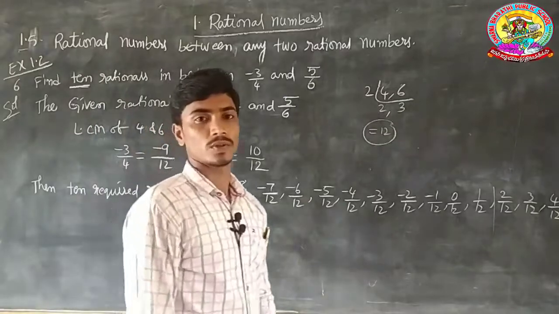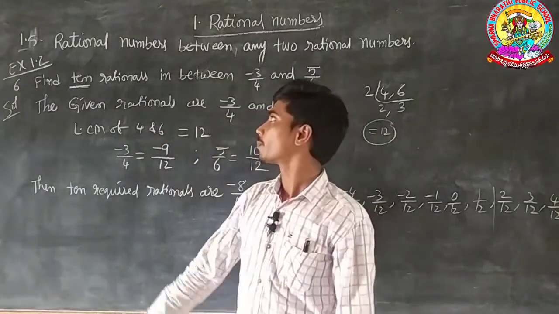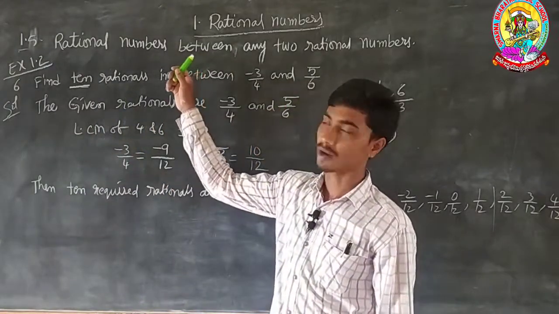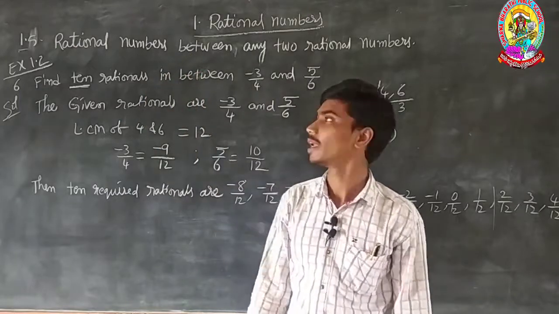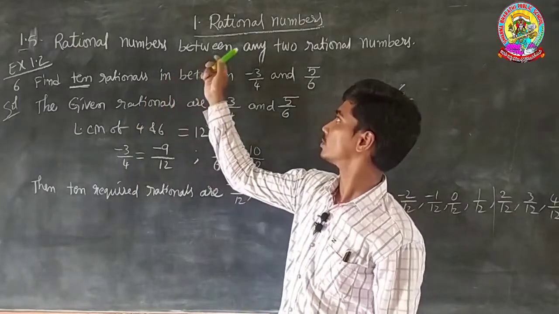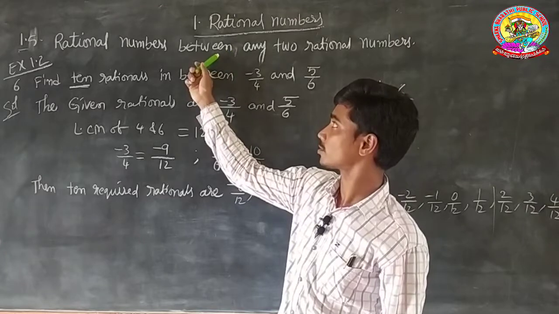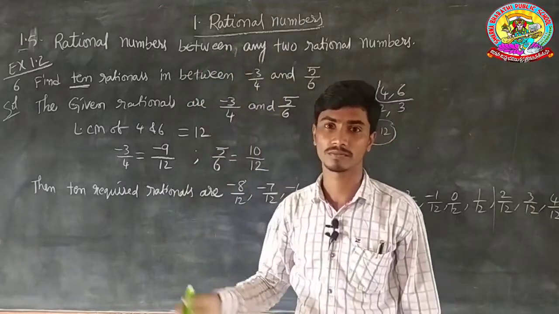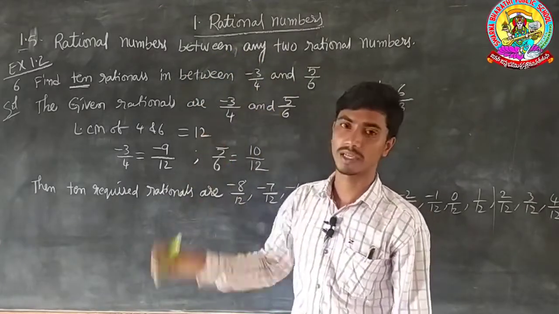So up to now you have learned how to represent irrational numbers on the number line and how to find the rationals between any two rational numbers by using the first method and second method.